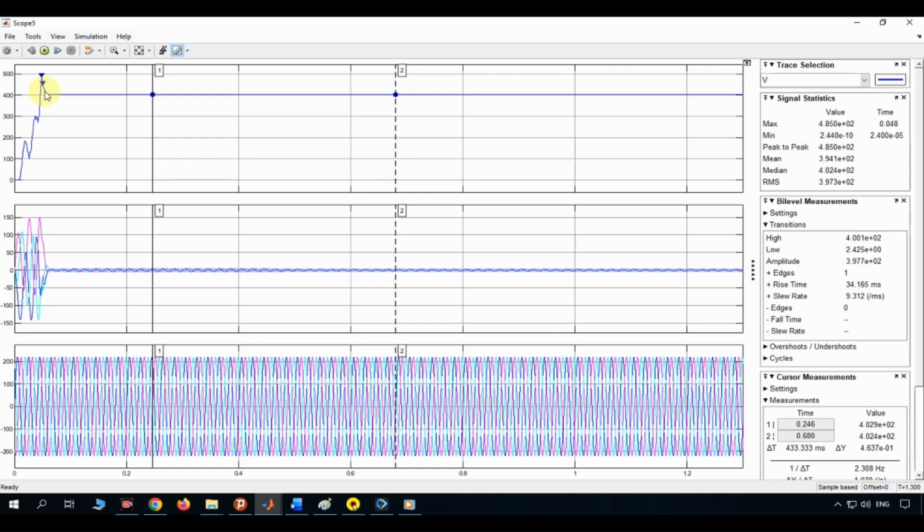It happens because the DC link capacitor is charging up for the first time, and the control loop has not yet stabilized. After this initial spike, the voltage settles down and regulates around its steady-state target.